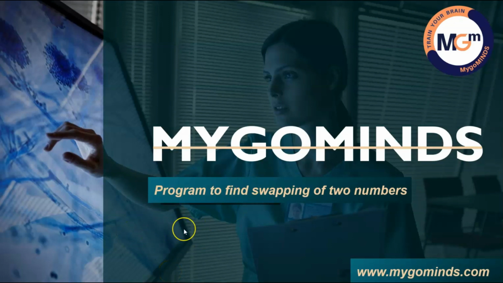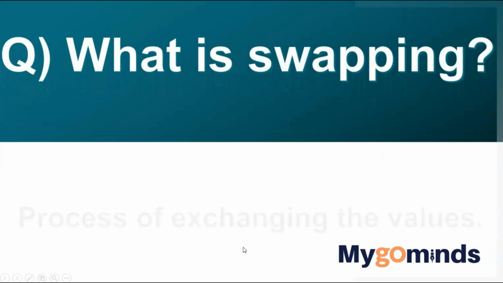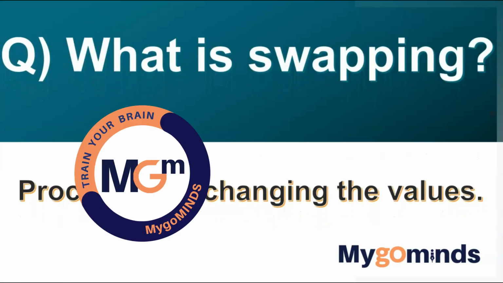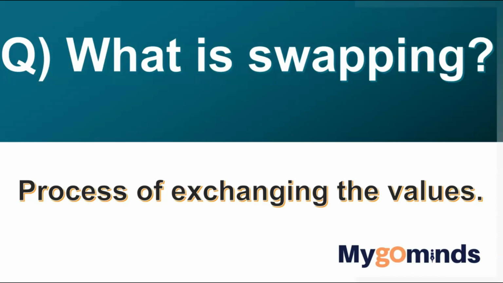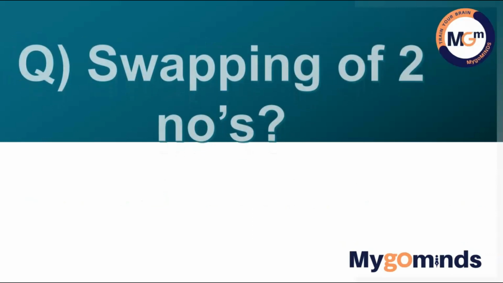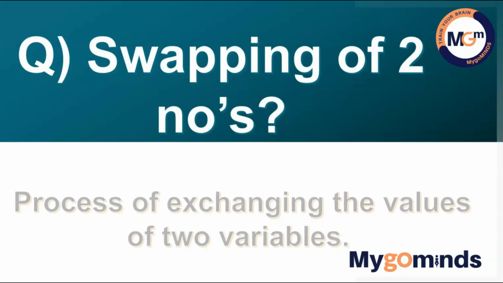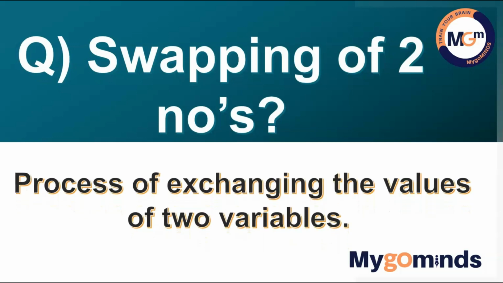So in this video, let us learn how to write a program where you can swap two numbers. What do you mean by swapping? Swapping is nothing but exchanging, exchanging of things, values, like gifts and all. So swapping between two numbers is a process of exchanging the values of two variables.